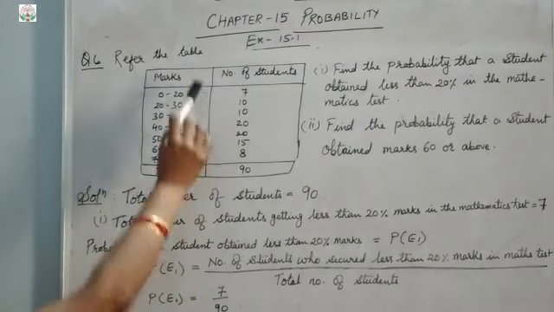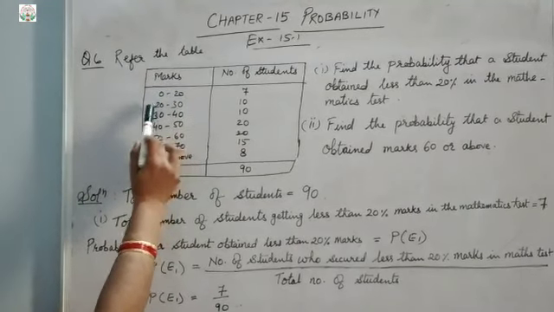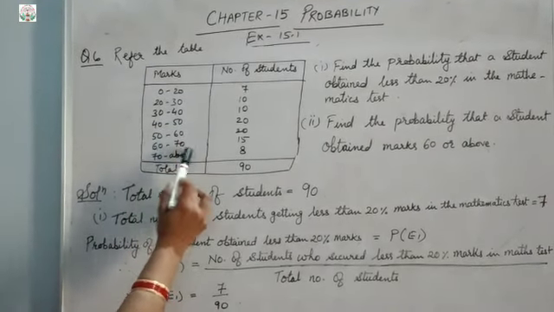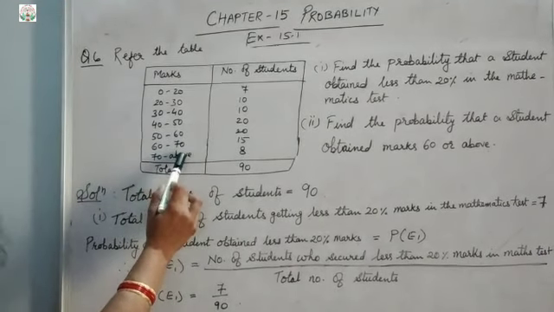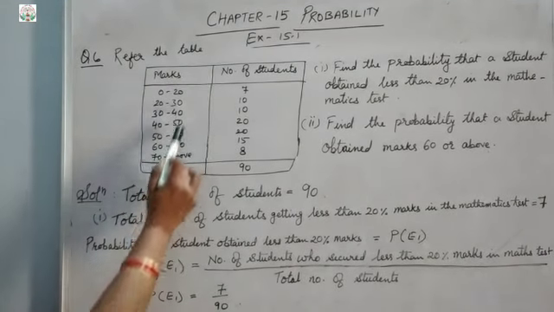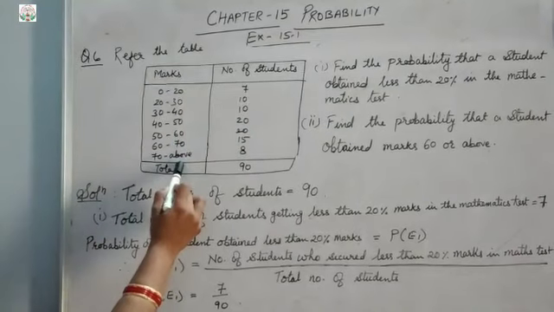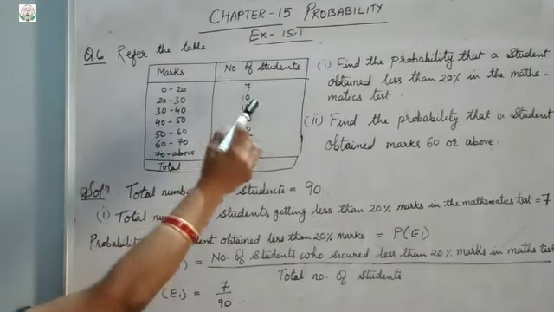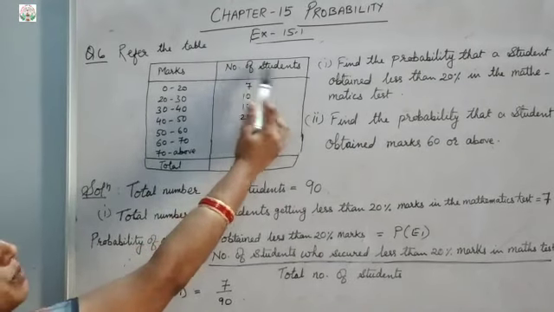These are the class intervals: 0 to 20, 20 to 30, 30 to 40, 40 to 50, 50 to 60, 60 to 70, and 70 and above. These are the class intervals where the marks are written in the heading, and here the heading is number of students.